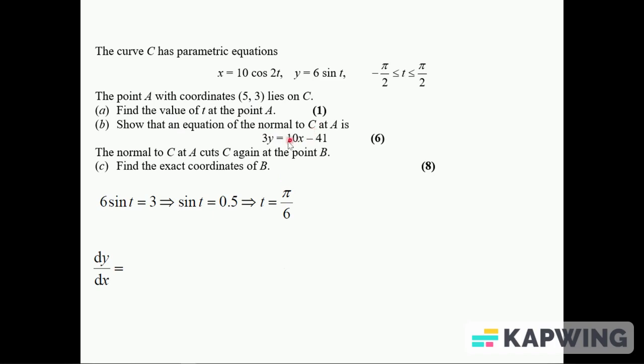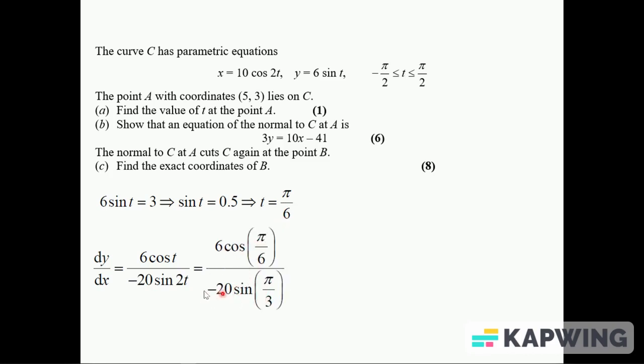We want the equation of the normal, so we need the gradient. So dy by dx: 6 sine t differentiated is 6 cos t, 10 cos 2t is minus 20 sine 2t. Putting the value t is pi over 6 in, I'll have 6 cos pi over 6 over minus 20 sine pi over 3. I could have simplified this a bit with the double angle formula, but it turns out cos of pi over 6 and sine pi over 3 are both the same, so they'll cancel out. So it simplifies down to 6 over minus 20 or minus 3 over 10. The normal then is going to have gradient 10 over 3.